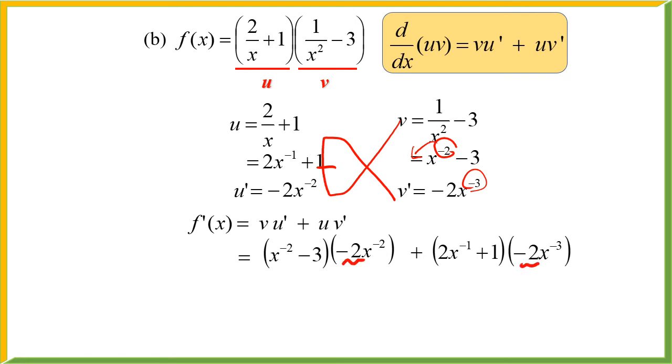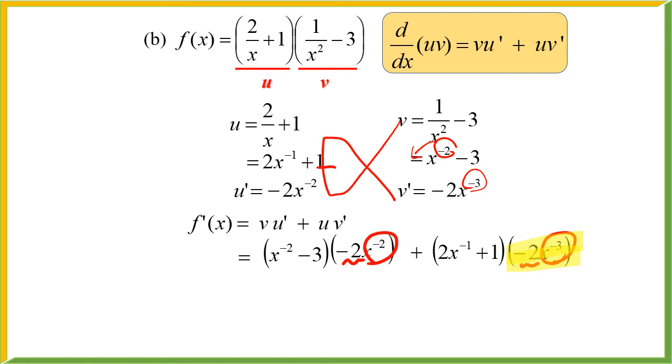Okay, now if you see this expression, we can see that negative 2 here, negative 2 here is a common factor, and we have x to the power of negative 2 and x to the power of negative 3. So which one is smaller between x to the power of negative 2 and x to the power of negative 3? The smaller one should be the more negative one. So that means we can factorize out negative 2x to the power of negative 3.